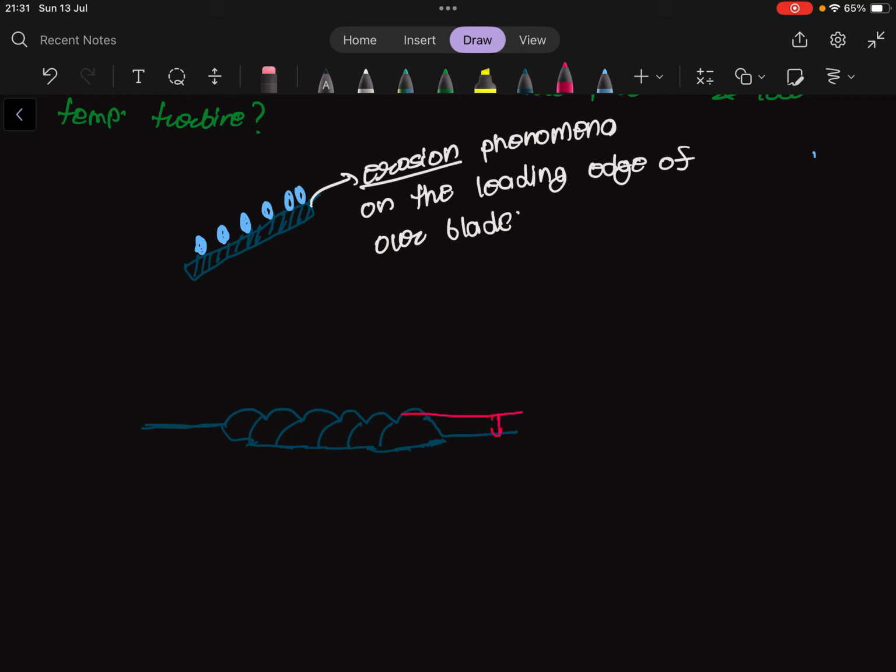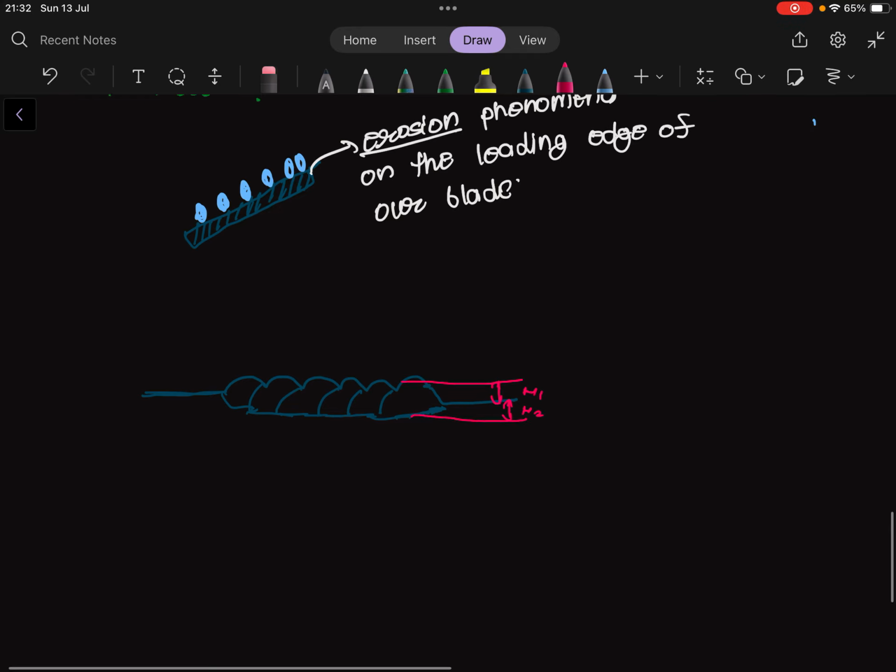This side is H1, and basically from here to here, this side is H2. So H1 is the clad height, and H2 is the clad depth.